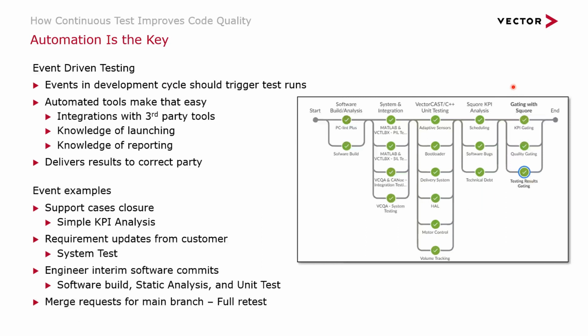And lastly, if we get a merge request or we get a release candidate ready, we may run through the entire full build process, a full retest, which would include all the pieces of software build analysis, system and integration testing, unit testing, KPI analysis, and then scoring on the back end to see if these are really ready to go, ready to be put out.